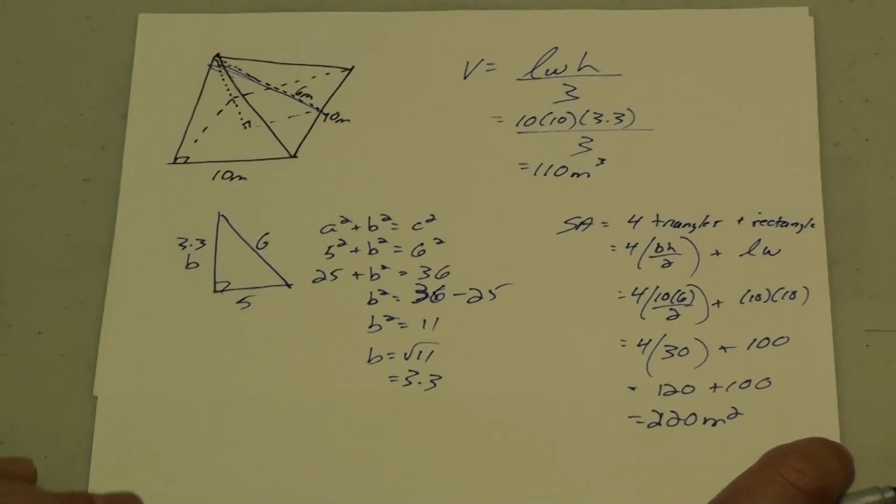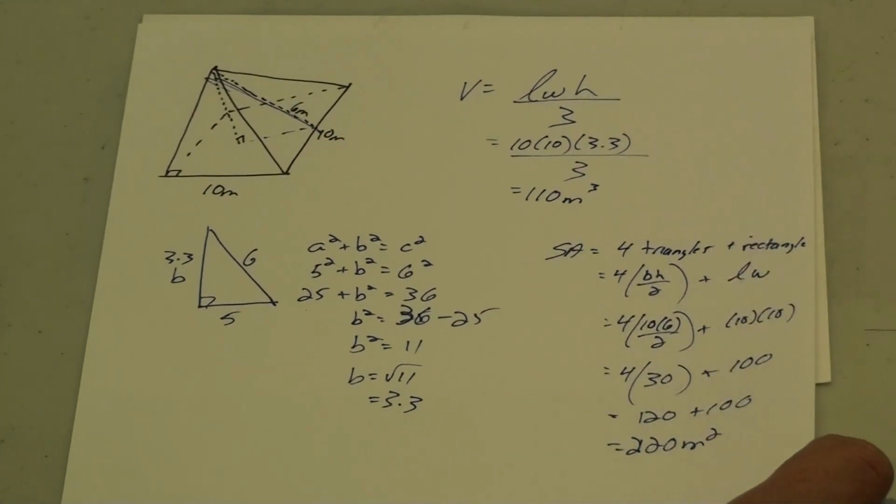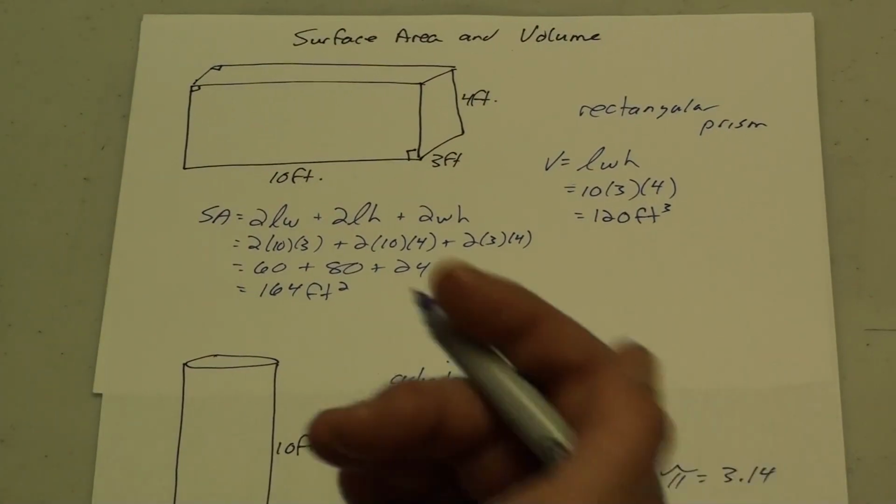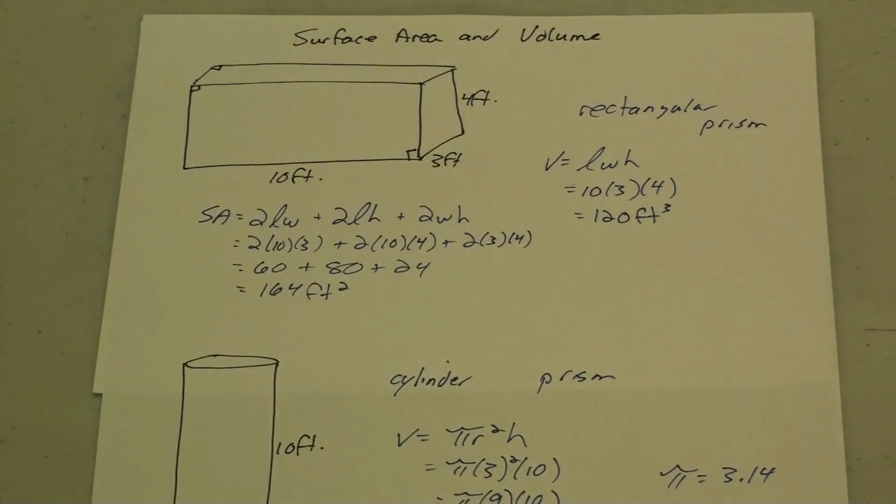Okay? Alright, so this is a short little lesson on surface area and volume of some three-dimensional shapes. And again, use the formulas and put the numbers in the formula and try and simplify before you put it in your calculator. Thank you very much.